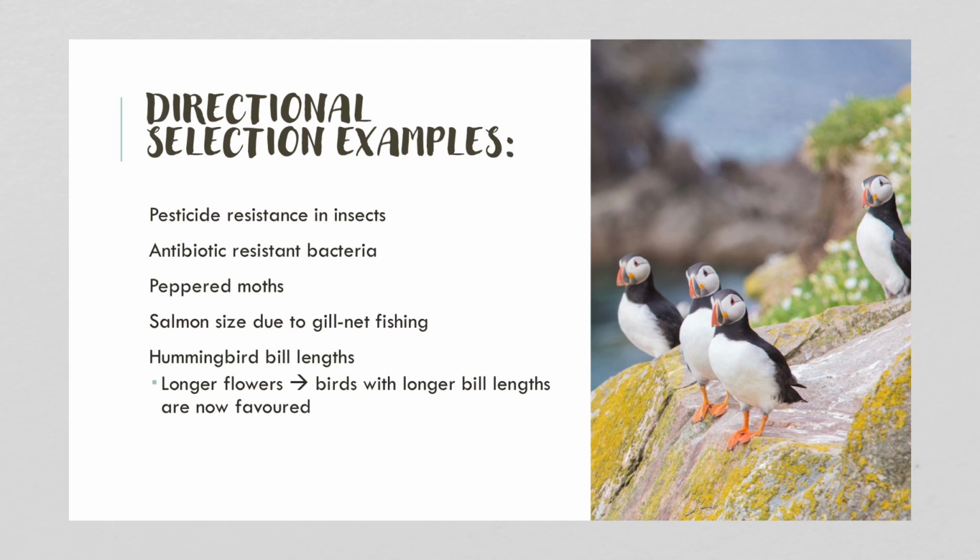One example would be pesticide resistance in insects. The insects that can survive being sprayed with a pesticide would be favored, and the ones that don't survive get wiped out. Antibiotic resistant bacteria would be another. Peppered moths, so like the white moths were favored before the Industrial Revolution, and the dark moths were favored during that time. Salmon size due to gillnet fishing. The smaller salmon that can get through the holes in the net would be favored over the larger ones that get caught. Hummingbird bill lengths, so if you had longer flowers, suddenly the birds that have long bills would be the ones that would be favored. And the ones with medium or short bill lengths can't reach the nectar.